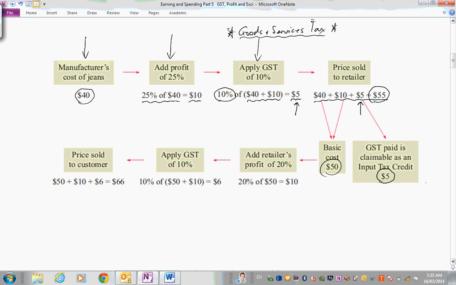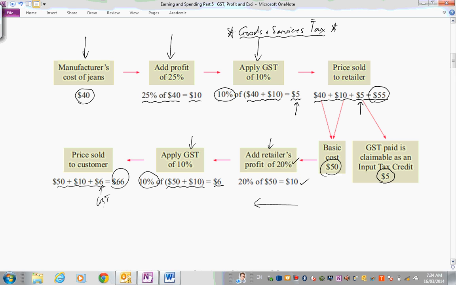So in other words, the government is not going to take 10% several times, because they're going to do it along here. Let's go along here and have a look. So the basic cost was $50. The retailer wants a profit, so add 20%. That's $10. Okay, so now they're going to sell it at $60, but it's a goods and services, isn't it? It's goods. So the government wants 10% of that, which is 10% of $60, which is $6. So the final price, 50 plus 10 plus the GST, that's the GST in there, is $66.